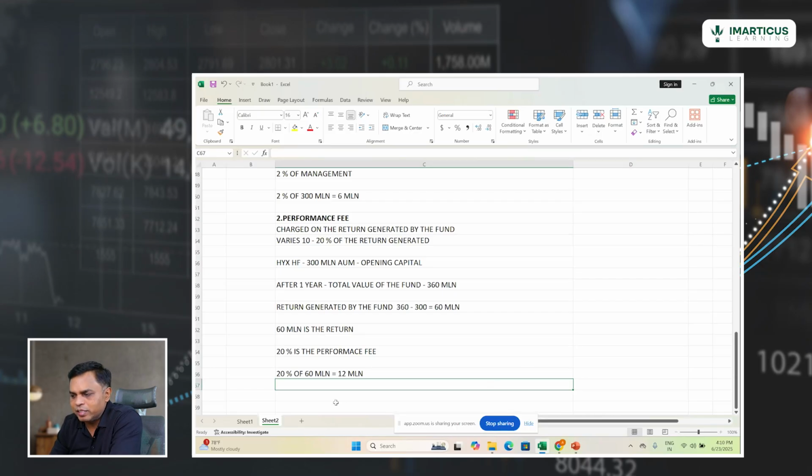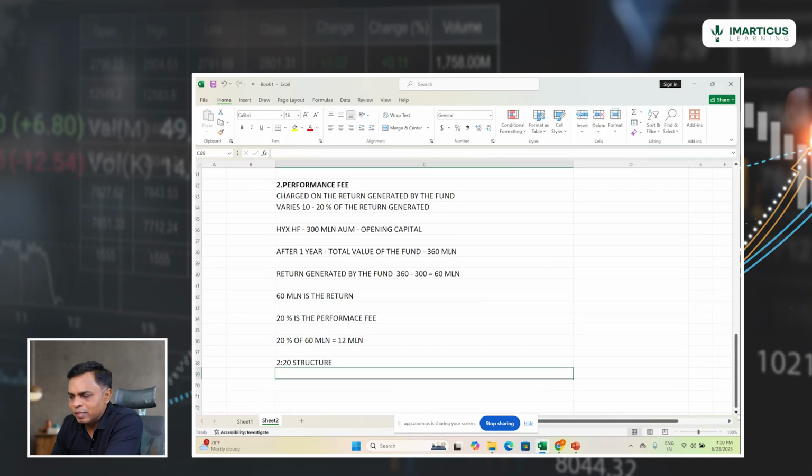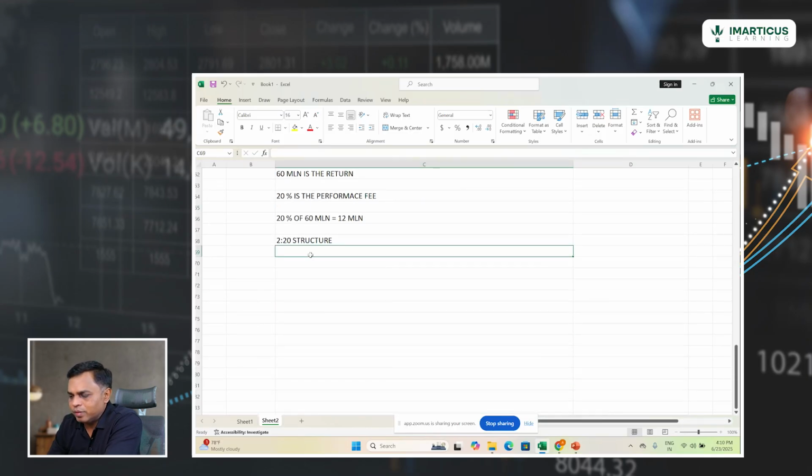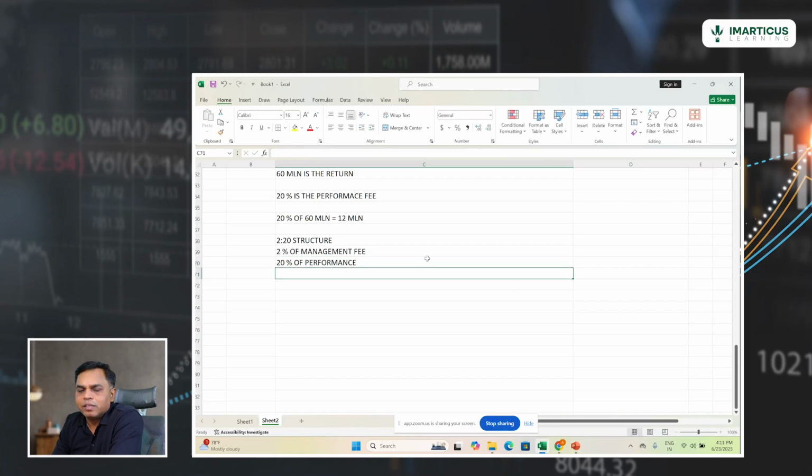Most of the hedge funds follow a 2 by 20 structure. That means 2% of management fees and 20% of performance fees. So that is how the hedge funds charge two types of fees, management fees and performance fees.